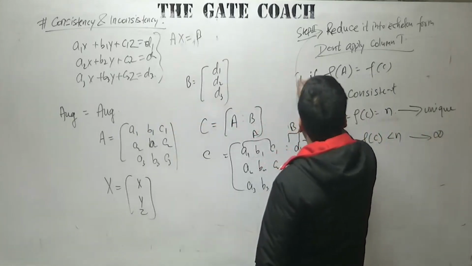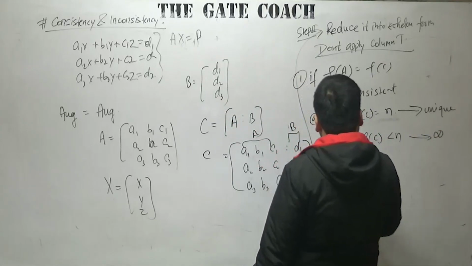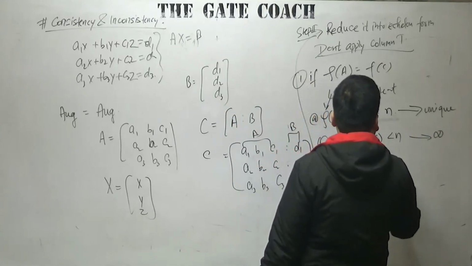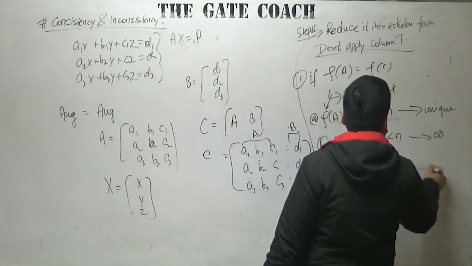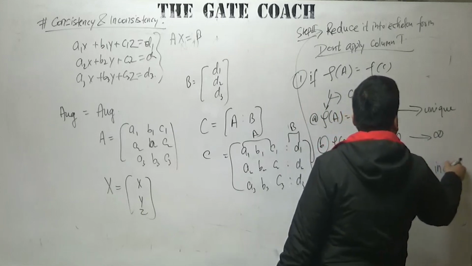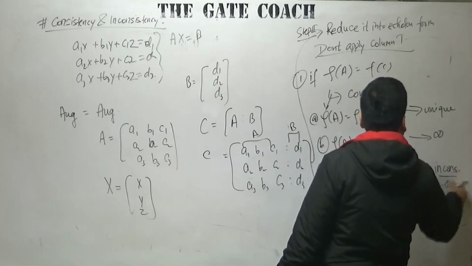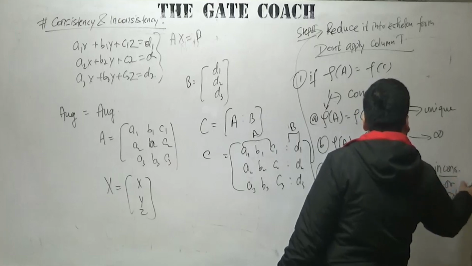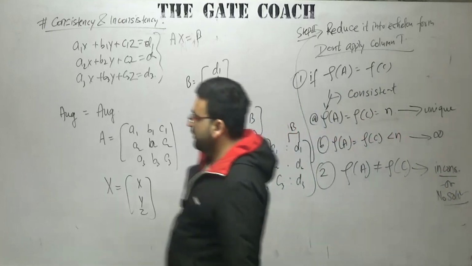And if, this is my case number 1, this is my case number 2, if rank of A is not equal to rank of C, we say it is inconsistent or no solution. Inconsistent or no solution. This is what I told you.